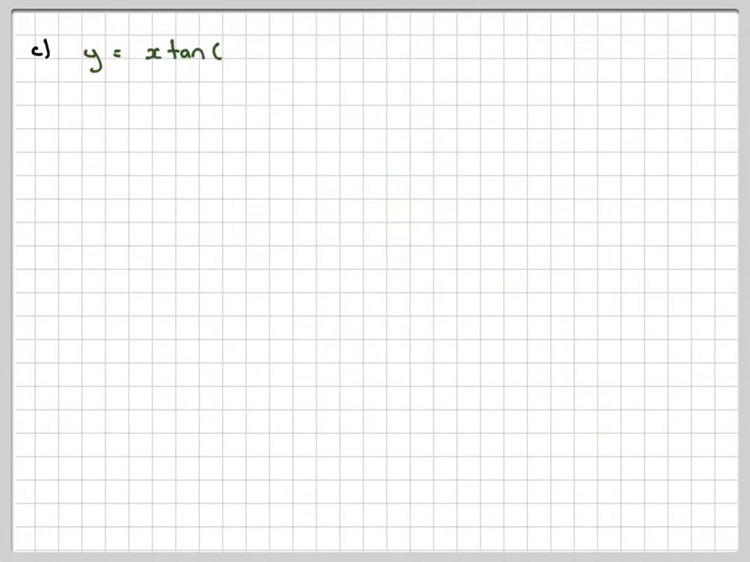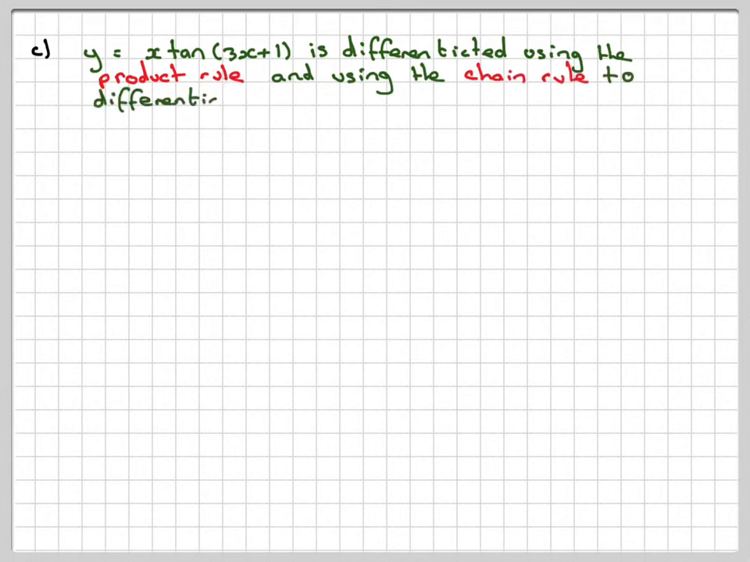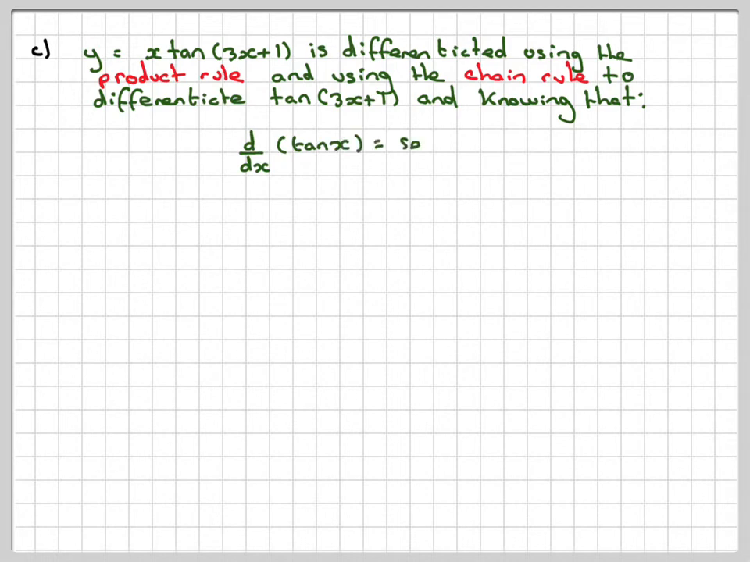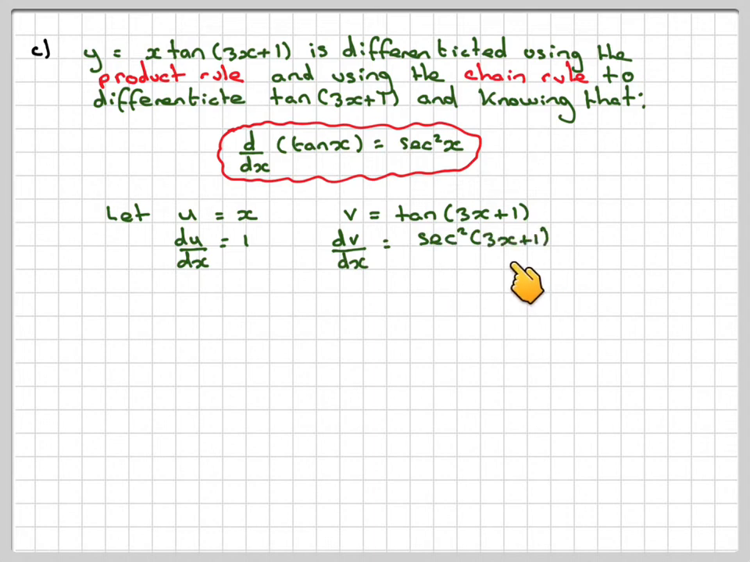Now in the last example, we've got y is equal to x tan 3x. Now this is different. This is a product, so you have to use the product rule and the chain rule to do this. And you also need to know that the derivative of tan x is equal to sec squared x. So if you let u be equal to x, then if you differentiate that, you're going to get 1. And then v is tan(3x plus 1). So if you differentiate tan, you get sec squared(3x plus 1), but then you have to differentiate that bracket, so you'll get an extra 3 in front.